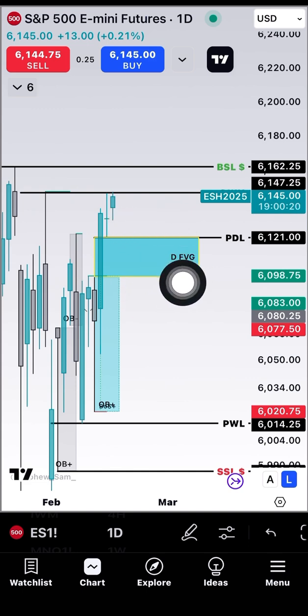But we have this daily fair value gap and order block structure right here, which is very bullish. So ideally, we will see price come back into this area, create a balanced price range, and then continue upward to create a new all-time high.